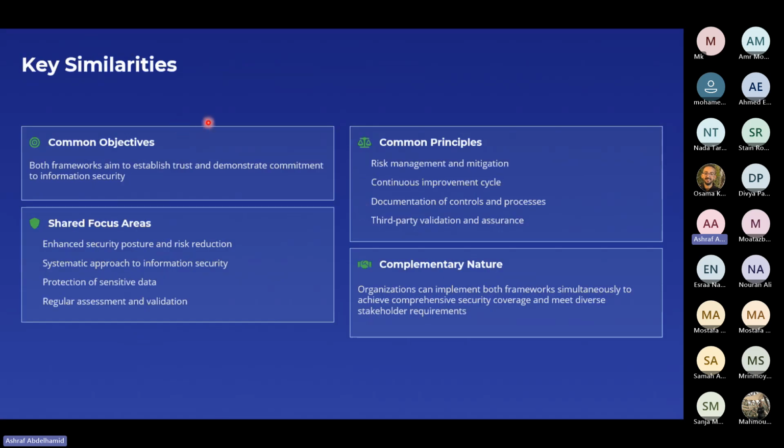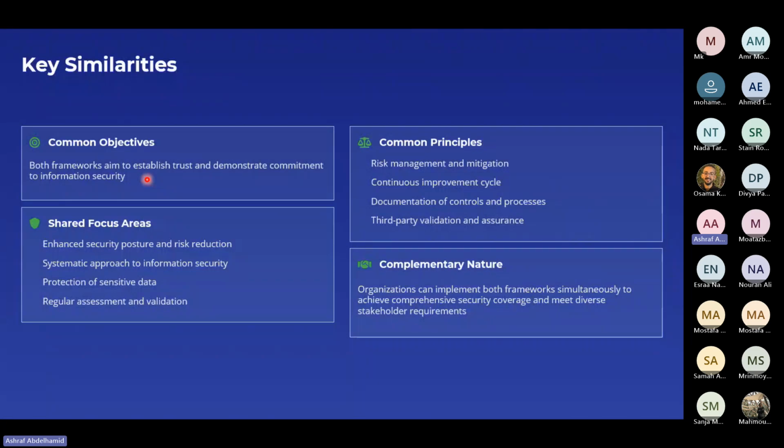Any similarities between them? Of course, yes. Both frameworks are focusing on information security and the trust provided in the security posture of the organization. ISO 27001, as we said, is confidentiality, integrity, availability. SOC 2 has the five trust principles: security, availability, processing integrity, confidentiality, and privacy. So they are very close to each other, focusing on almost the same common objectives.